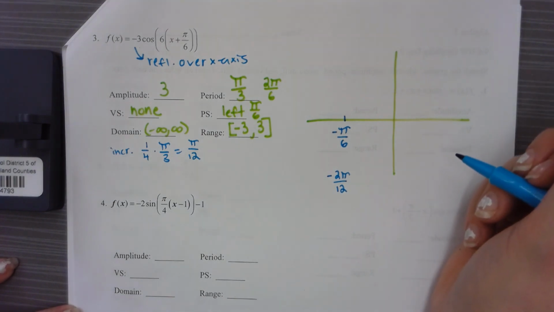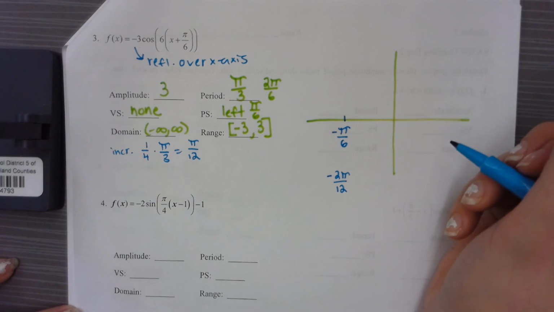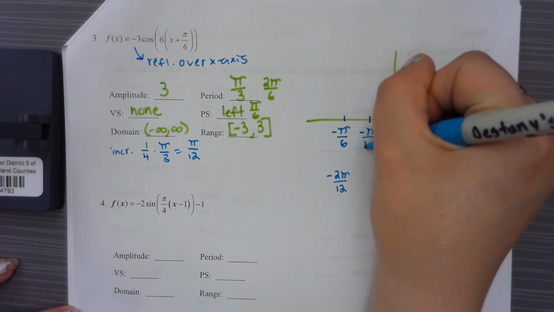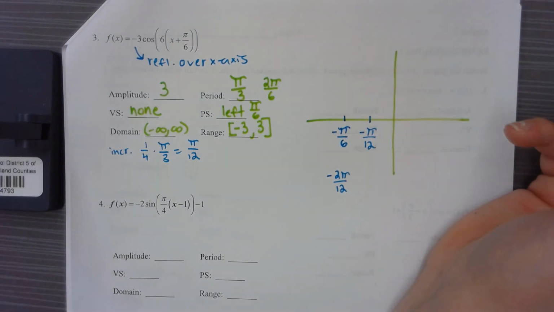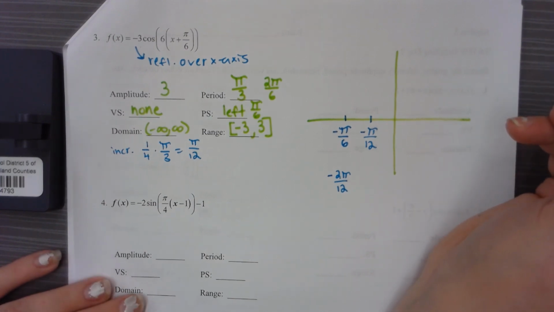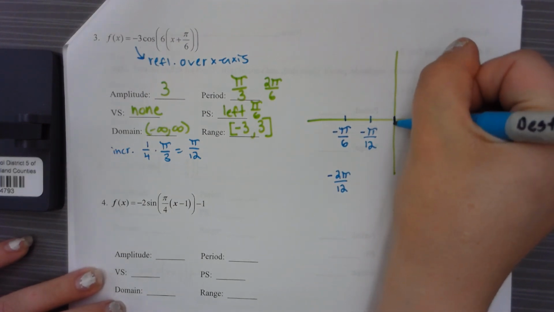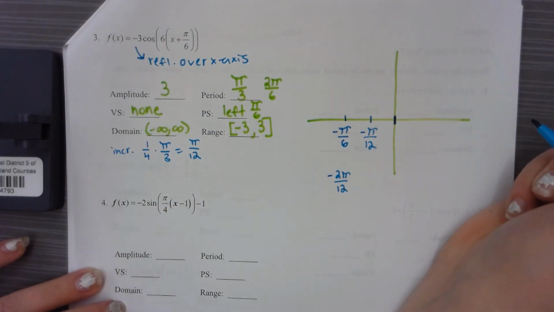So if I add pi over 12 to that, what is that going to take me to? Negative 1 pi over 12, which we can just write as like negative pi over 12. Does that make sense? Okay. Now, if I add pi over 12 to that, where is it going to take me? 0. Do we understand that 0 is like here? Yeah? Okay, because people in my last class added a tick mark for 0. So don't do that.